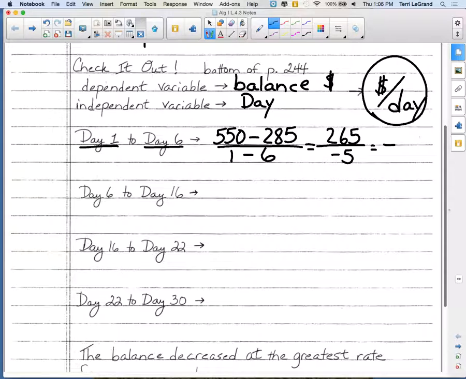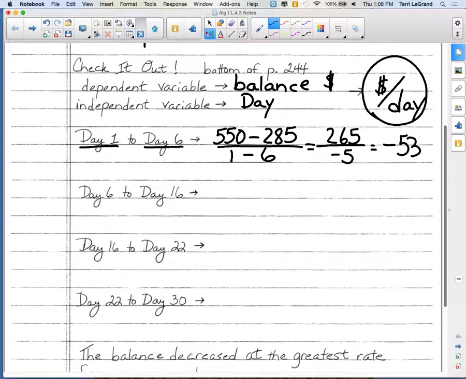Negative. Now you might be thinking you can't have negative money, but you can talk about a negative number of dollars per day. Yeah, then we're talking about it going down, aren't we? Okay, so what's 265 divided by 5? 53. Okay. So a negative 53, but that's a rate of change, so we need to give it a label.